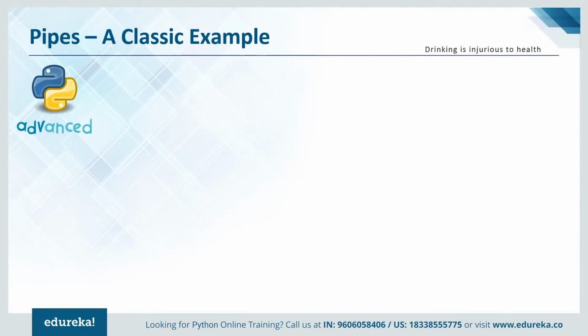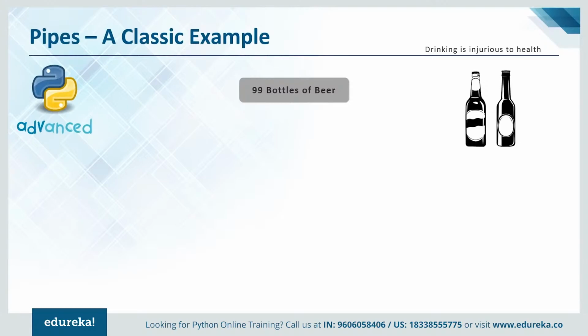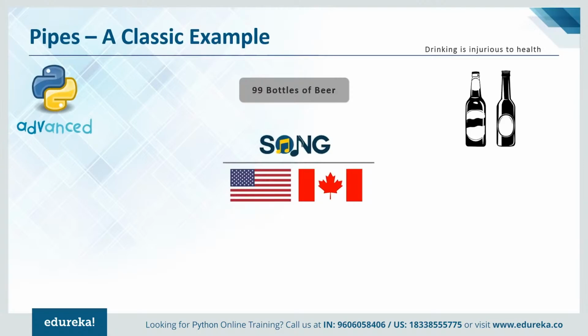Now is something really interesting. Let us consider one classic example: 99 bottles of beer. What do I mean? 99 bottles of beer is a traditional song in the United States and Canada. The song is derived from the English song 10 green bottles.